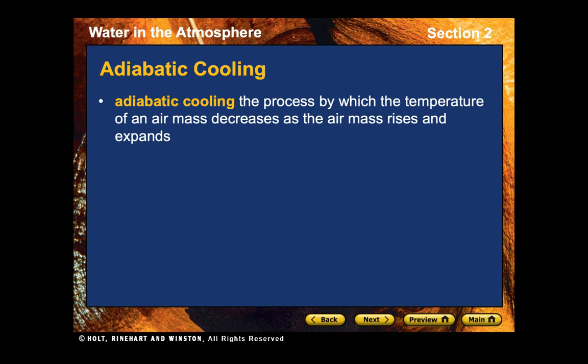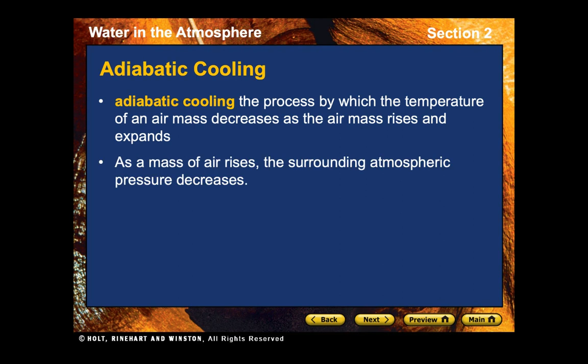So this leads us to the idea of adiabatic cooling. Adiabatic cooling is a process in which the temperature of an air mass decreases as the air mass rises. So the farther you get away from the earth, the cooler it gets, to a point. Remember, we studied this with the different layers of the atmosphere.